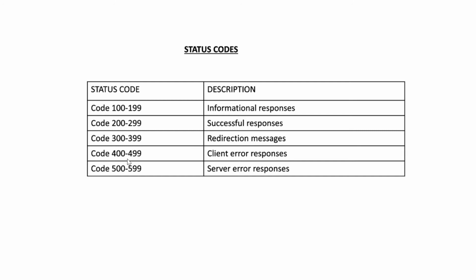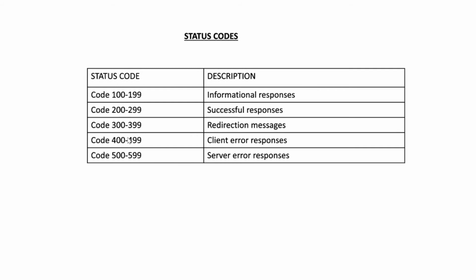And then you have the code 400, from 400 to 499, and those ones are the client error responses. This means that something is wrong on your side, not on the server side. Most of the time, it means that you have not formulated your request in a good format. There is a bad syntax on your side, and you have to check that.